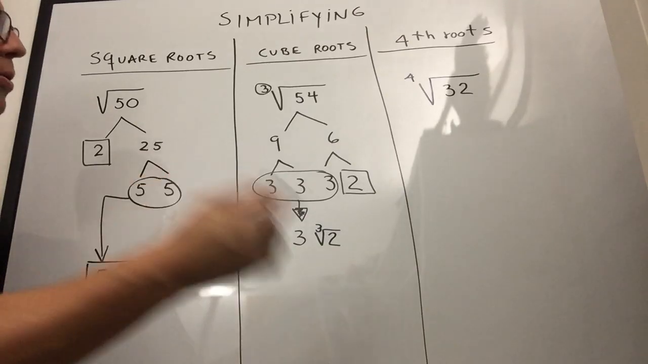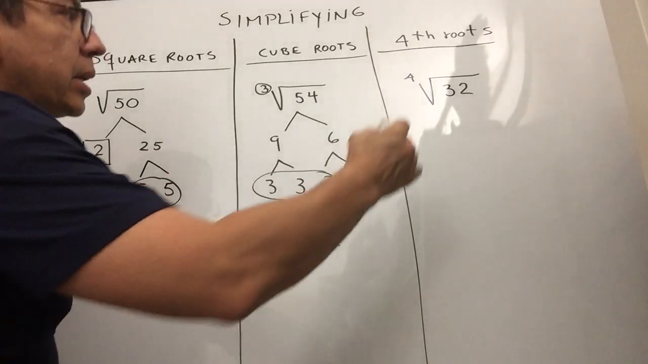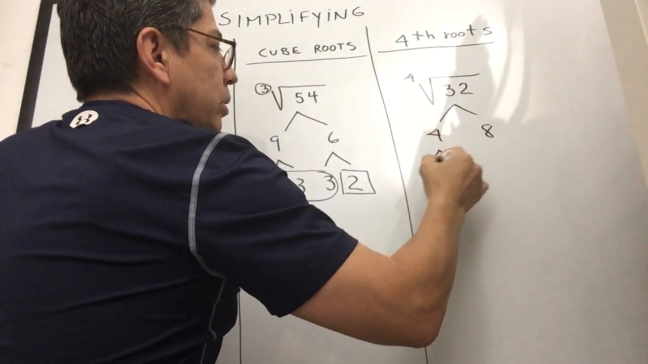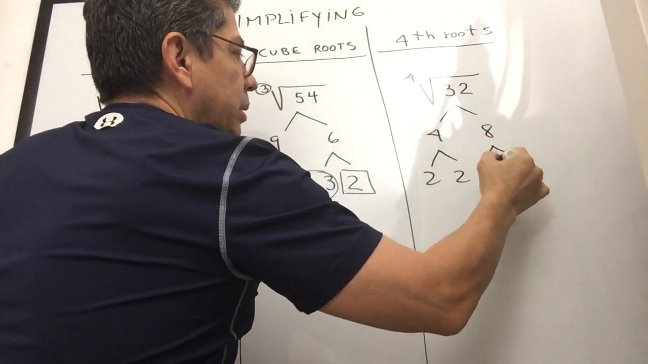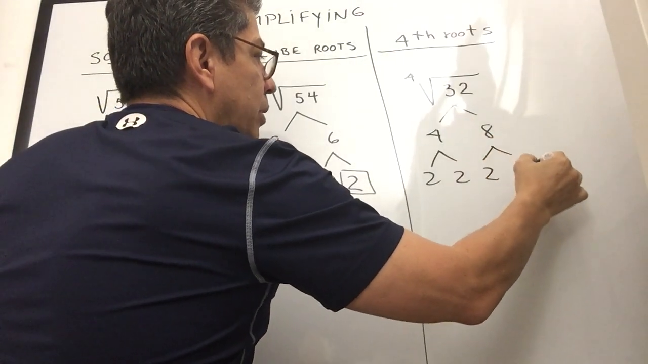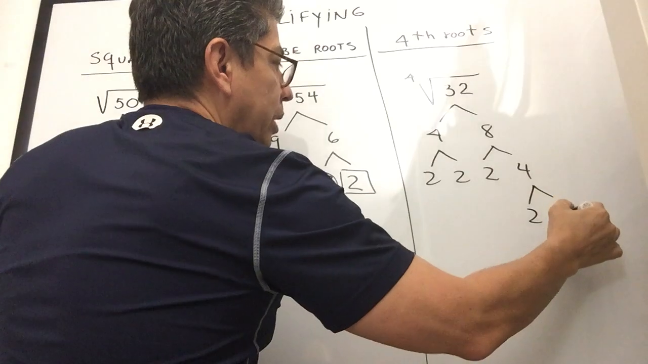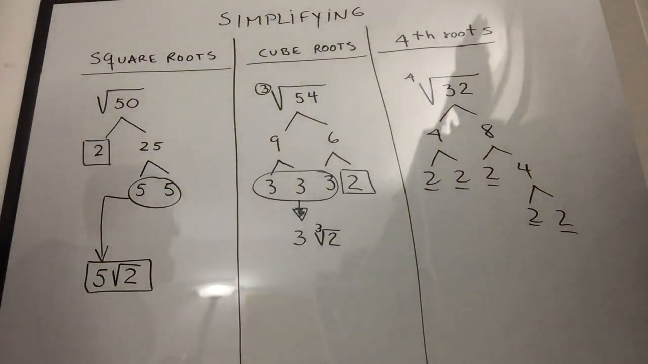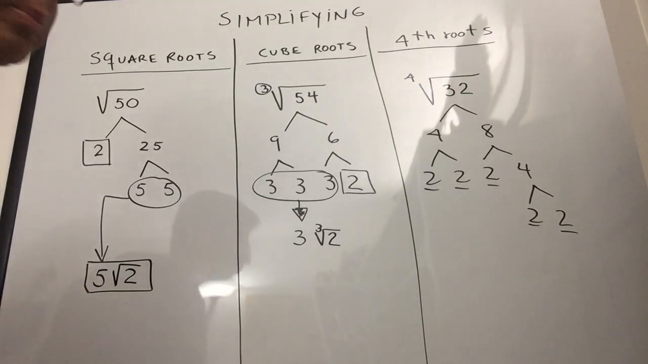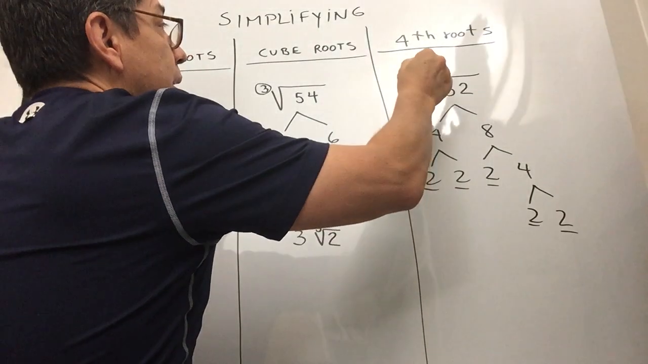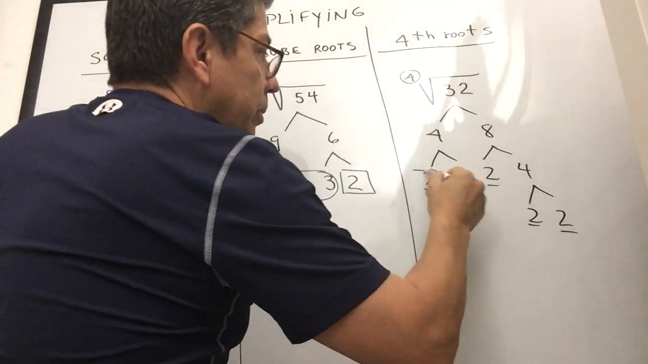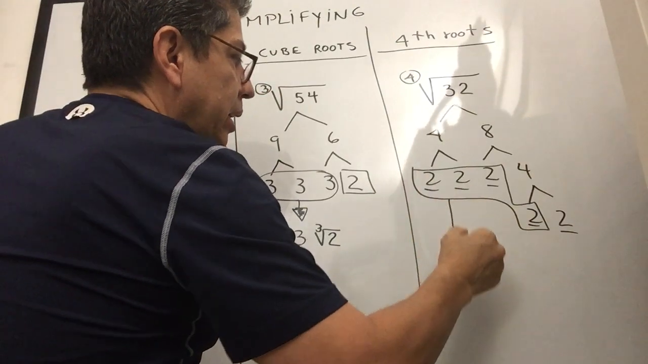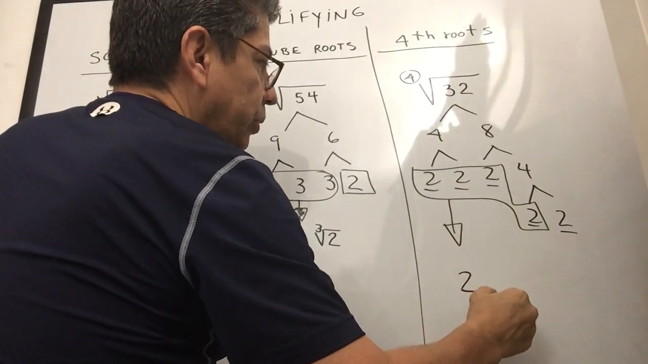Extending the concept to fourth roots, we're going to break this down, and the first thing that comes to mind is 4 times 8, then 2 times 2, then 2 times 4, and then 2 times 2. All these numbers that are underlined give me 32 when I multiply them. Now, since the index is 4, I'm going to group in groups of 4. So here's a group of 4. He comes down as a single 2.